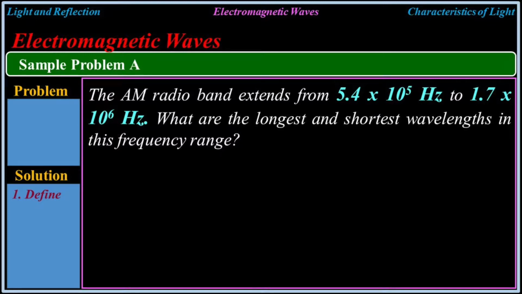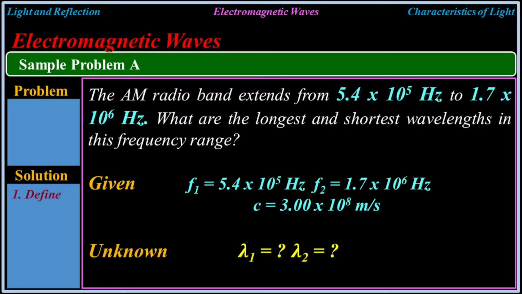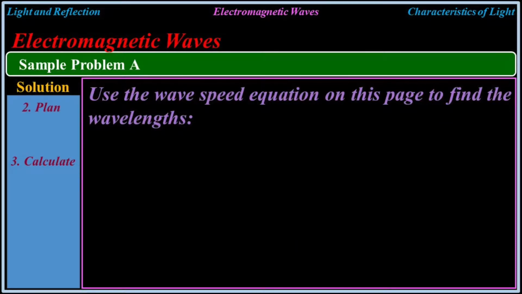Sample problem A, electromagnetic waves. The AM radio band extends from 5.4 × 10^5 hertz to 1.7 × 10^6 hertz. What are the longest and shortest wavelengths in this frequency range? Here's what's given: the speed of light is 3 × 10^8 meters per second. The unknowns are wavelength 1 and wavelength 2, corresponding to f1 and f2. So we're going to have to pick out the right formula, rearrange the formula, and calculate. Use the wave speed equation.